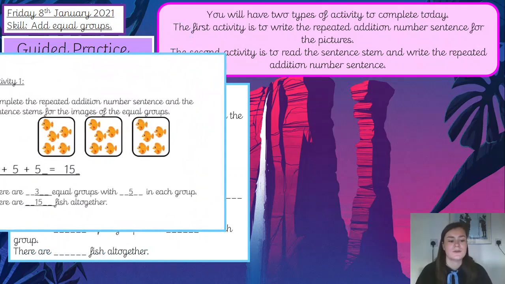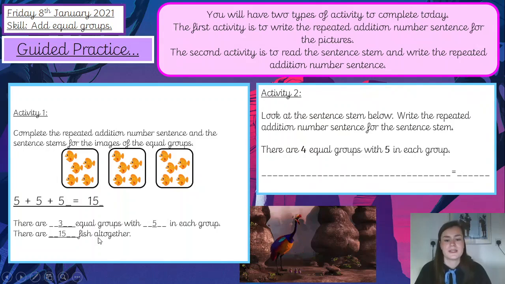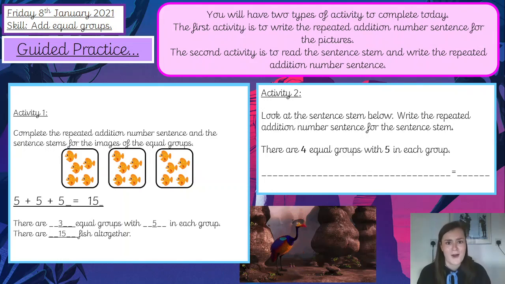Okay, so your final piece of work should look something like this. So we've got 5 add 5 equals 15, and then there are 3 equal groups with 5 in each group. There are 15 fish altogether. Now I'd like you to have a go at activity 2. That didn't make any sense, did it? I'd like you to have a go at activity 2.